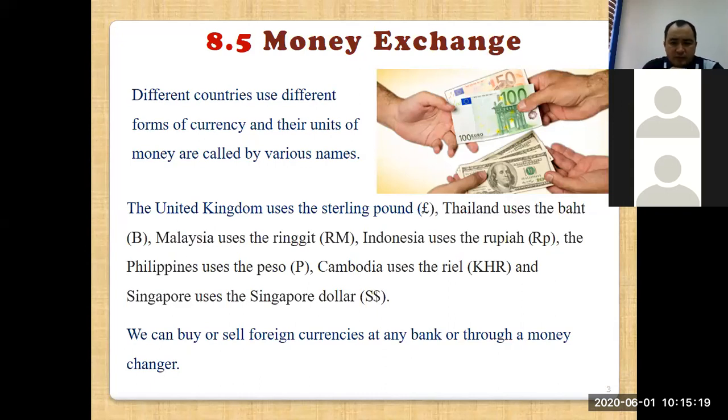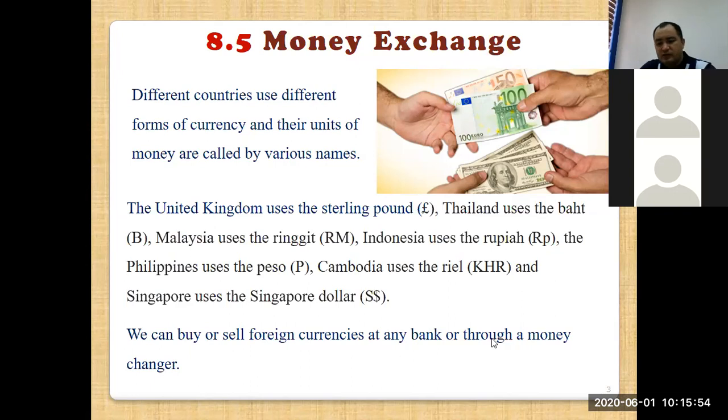So the United Kingdom uses the sterling pound, Thailand uses the baht, Malaysia uses the ringgit, Indonesia uses the rupiah, the Philippines use the peso, Cambodia uses the rial, Singapore uses the Singapore dollar, Australia uses the Australian dollar, Russia uses ruble, right? Uzbekistan uses som, Kazakhstan uses tenge, Turkey uses lira, Italy uses lira also, and so on. So we can buy or sell foreign currencies at any bank or through a bank changer.